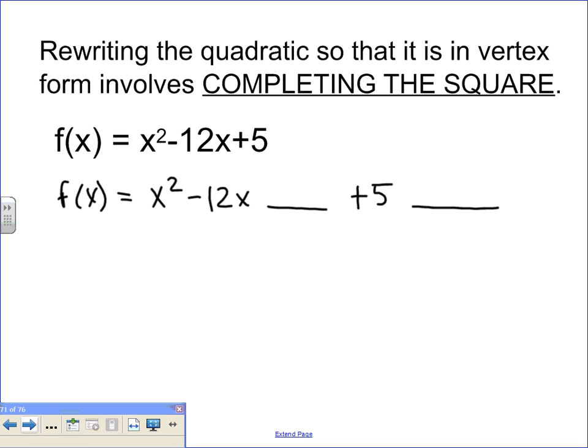Notice here that the coefficient of my x squared is 1. So this is sort of a special case, and you're going to notice in the next example that I do that the coefficient of my quadratic term is not going to be 1. So here we have a 1x squared.